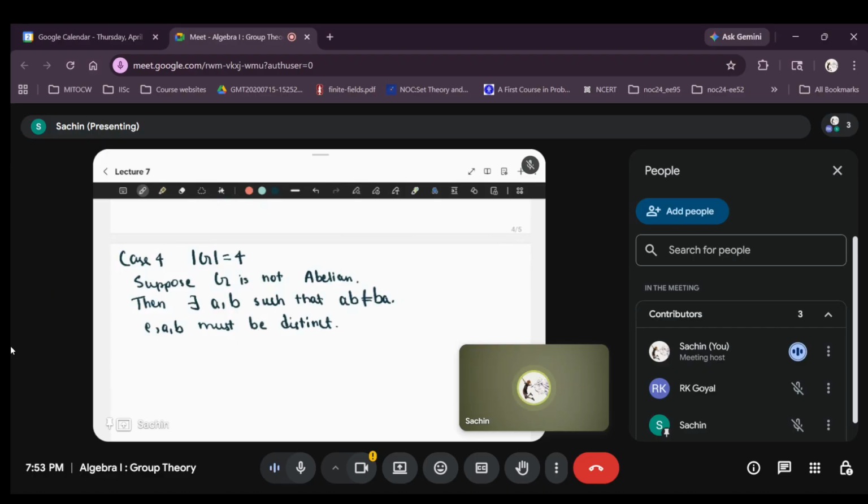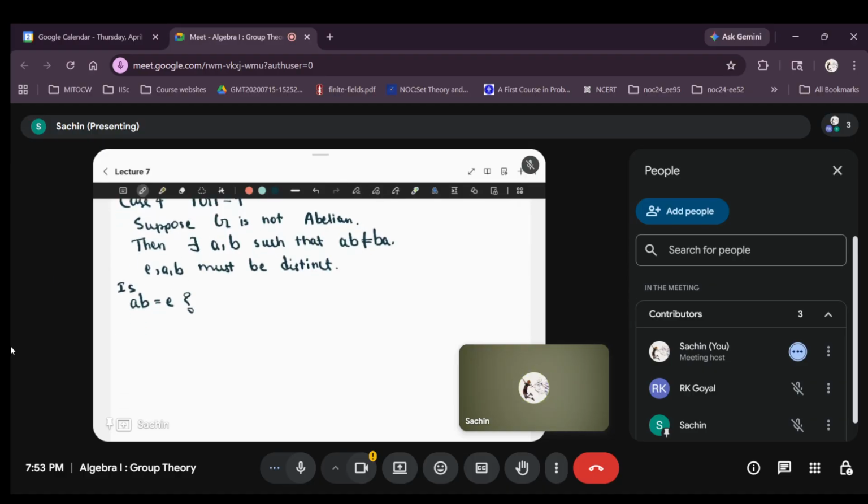Now, what are the possibilities for AB? Can AB be equal to E? This is not possible, right? If AB is equal to E, then BA must be equal to E, and AB is equal to BA. But we already assume that A and B are such that AB is not equal to BA. So AB cannot be equal to E, right?